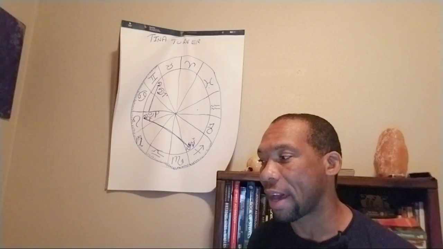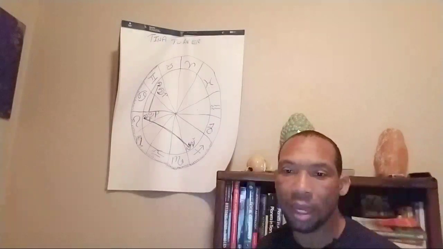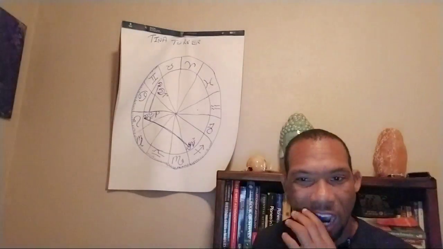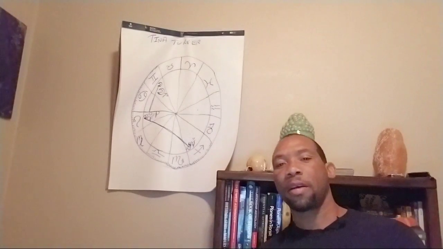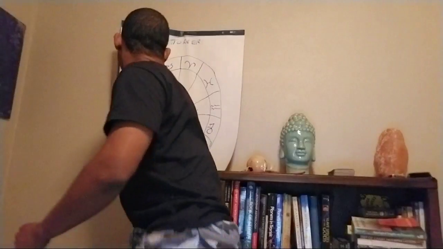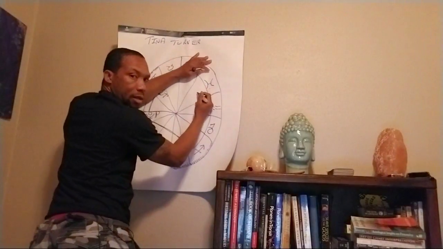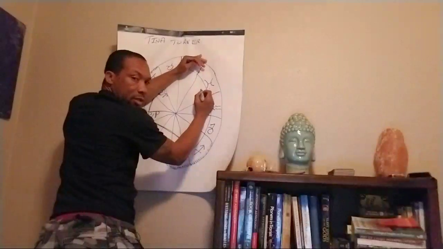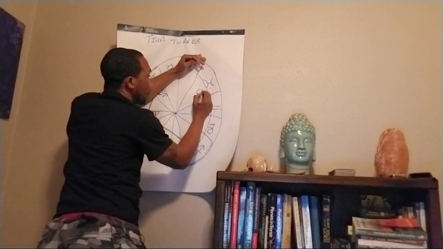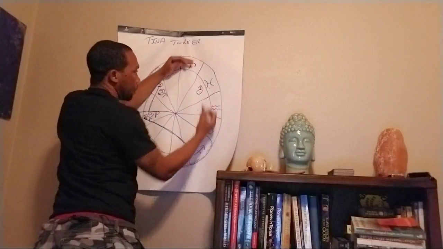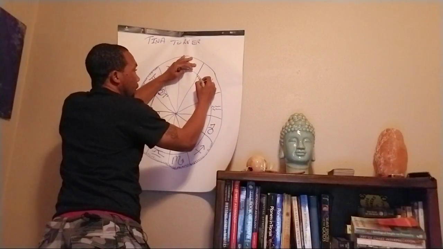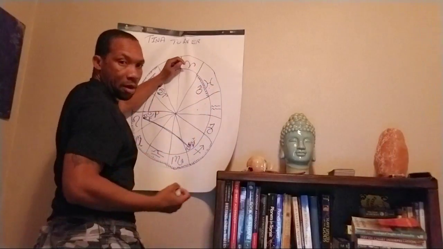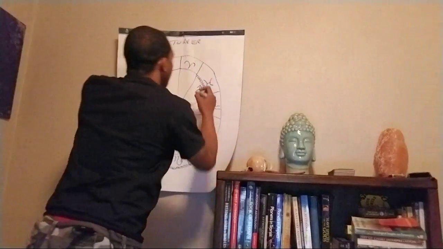Next up, we have the squares. And Tina Turner has her moon square Mars. And Mars is sitting in her 8th house. So Mars looks like this. Remember, it's 30 degrees in each one of these houses, and her Mars is at the degree of 4.